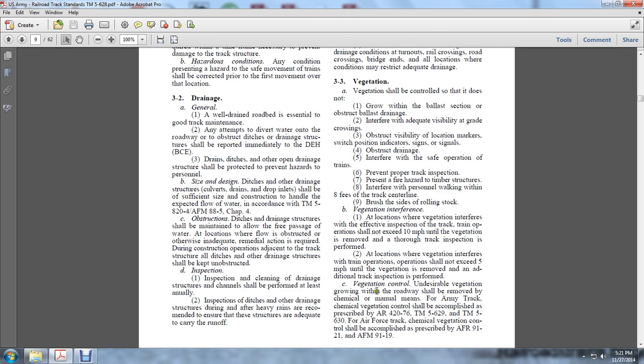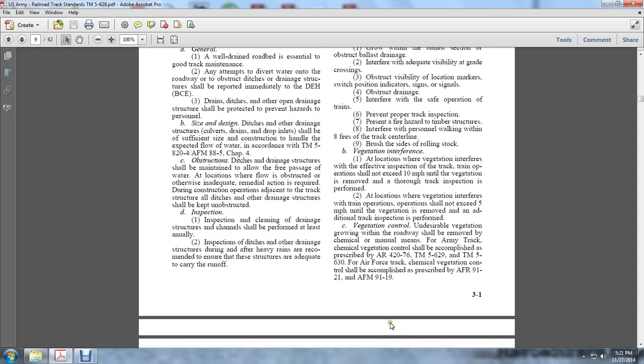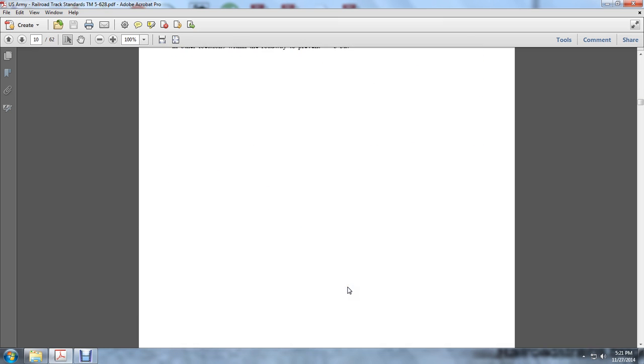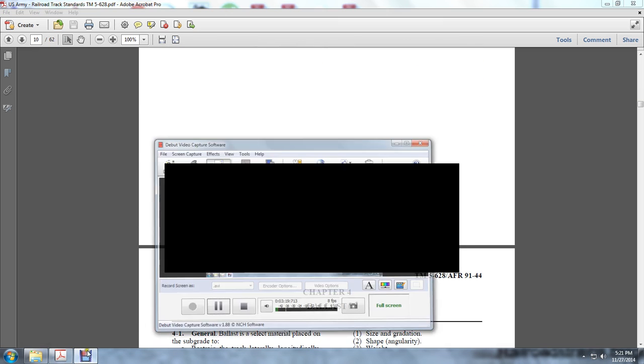The vegetation control. Undesirable vegetation growing on the roadway shall be removed by chemical or manual means. Army track chemical vegetation control shall be accomplished as prescribed by AR 420-76, TM 5-629 and TM 5-630. Air Force track chemical vegetation control shall be accomplished per AFR 91-21 and AFM 91-19. Desired vegetation may be planted and grown in slope cuts, fills, and other locations on the roadway to prevent erosion. The growth of desired vegetation should be controlled to meet the requirements of paragraph 3.3a. Chapter 4 Ballast.